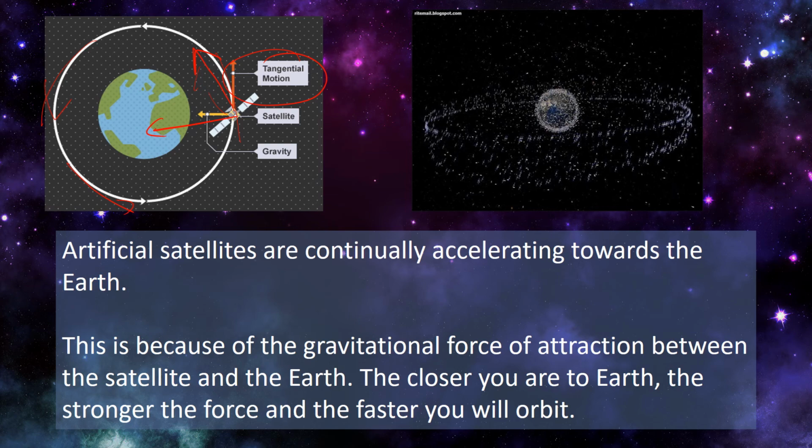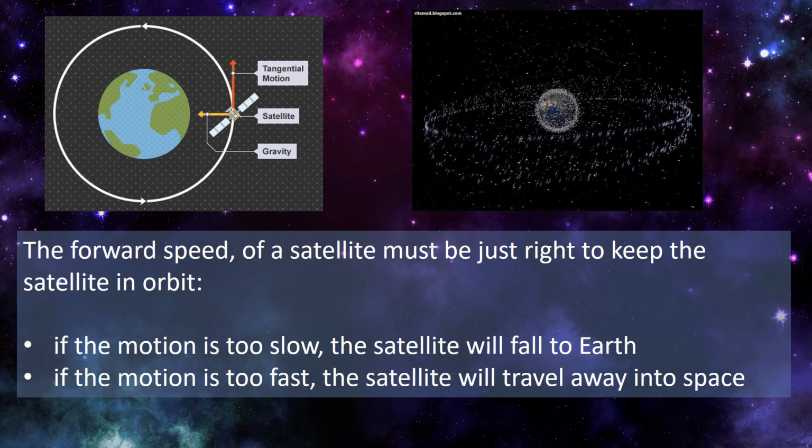But the closer you are to Earth, the stronger the force is. So this also can dictate how fast they need to be travelling to stop them crashing into the Earth. The forward speed of a satellite must be just right to keep the satellite in orbit. If it's too slow, it will fall to Earth, which is what I just said. If the motion is too fast, it goes out into space.